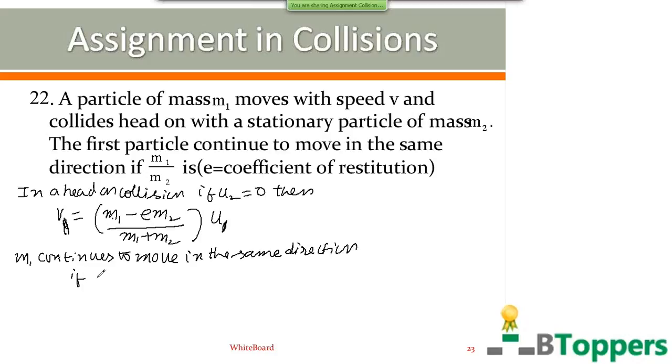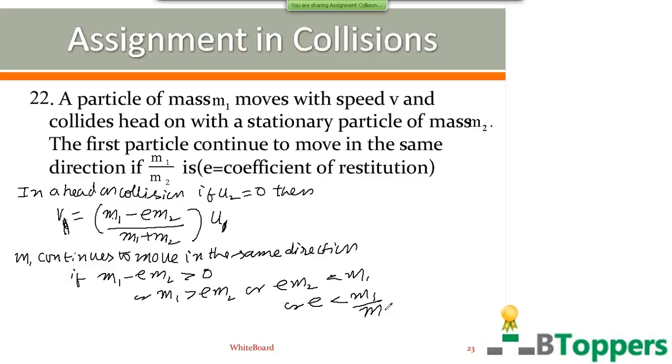If m1 minus e m2 is positive, or m1 minus e m2 is greater than 0, or m1 is greater than e m2, or you can say e m2 is less than m1, or e is less than m1 by m2. That's the answer.